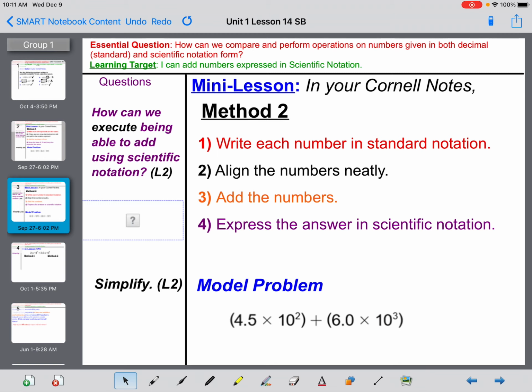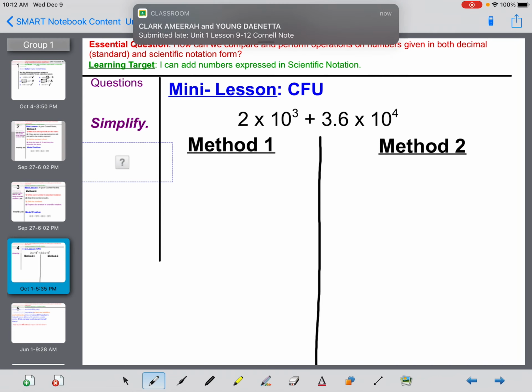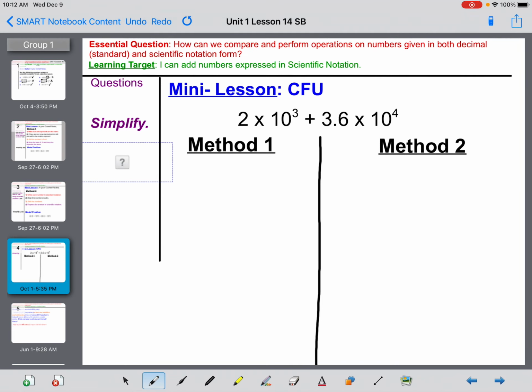Alright, so we're going to skip a line after we write out these two methods. We're going to copy down a model problem. And we're going to separate method 1 from method 2, and we're going to show how to use both methods, because showing either method is fine as long as you get the same answer in the end. It's whichever you feel most comfortable using. Right? So method 1, we need to make sure that both of these exponents are the same.